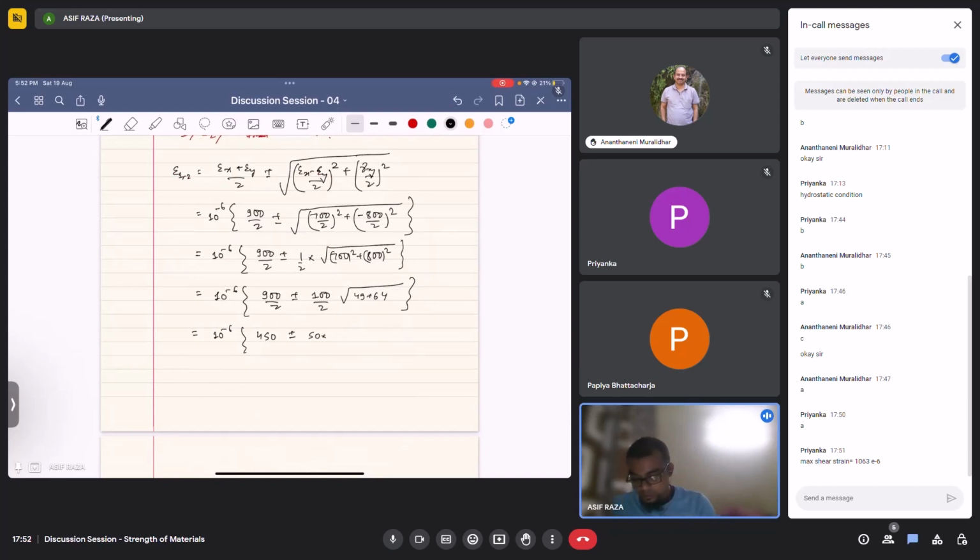Let me do this. So this is equal to 49 plus 64. This is root 113. So 10 to the minus 6. So 50 plus minus 250, 531.507.